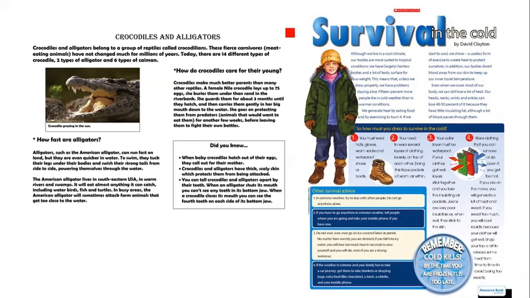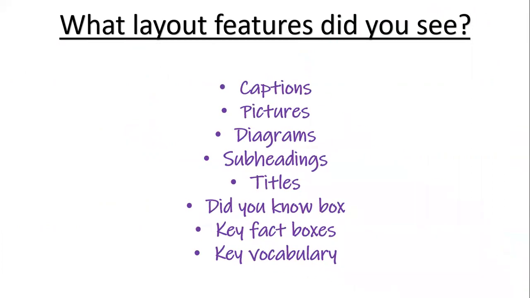Okay, so what ones did you find? So there were quite a few. Just as I was looking then, I'm thinking I've forgotten in my list bullet points for lists. That's another good one. So you can have bullet points in there. But the main ones I saw were these ones.